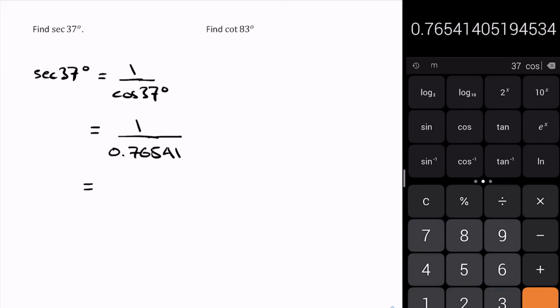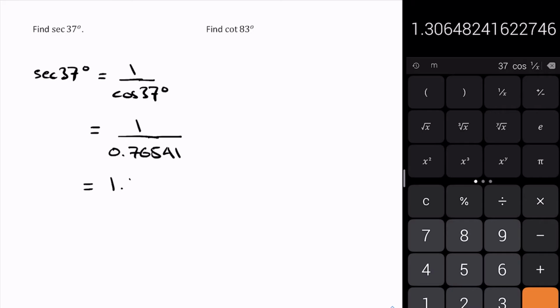And now I'm going to evaluate it. Okay, I'm going to do 1 divided by that, and sometimes there is a button. If you see here on the right-hand side, there's a button 1 over x. You press that, and it just divides that number into 1, which gives me 1.3064. And there's your value of secant 37.